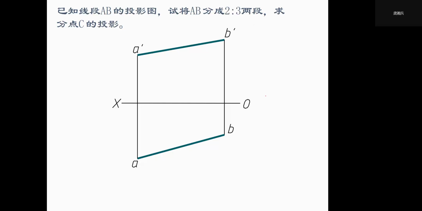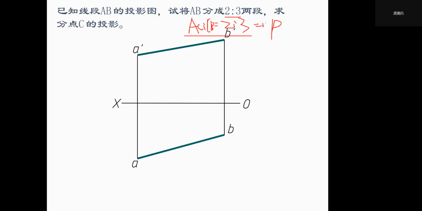Another one is that we talk about the point and the line, a point on the line. Remember the line projection, just like here. Please find the point C. Where is C? C divides A and B into 2 and 3, which means AC to CB equals 2 to 3.